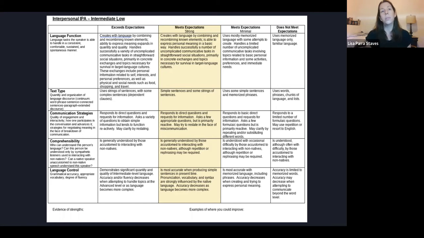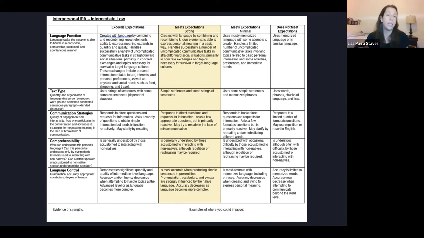So I can use this rubric, and I do use this rubric, as a roadmap. So students can know where they have been, they can see where they are, and they can see what to do next. So maybe a student is not yet meeting expectations strong in text type, for example. It tells them right there, if they're using simple sentences and memorized phrases, in order to do better and improve, they want to practice adding to those simple sentences, making them strings of sentences.